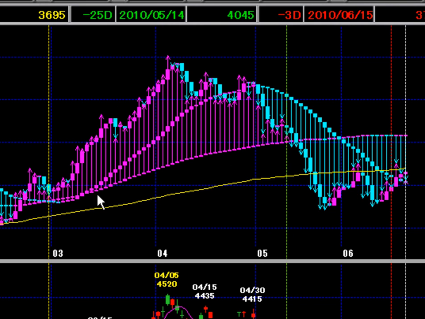we have a lot of pink here. This is a buy zone. This is an uptrend. We have a lot of blue here. This is a down zone, or a sell zone, sorry. So the trend is declining.